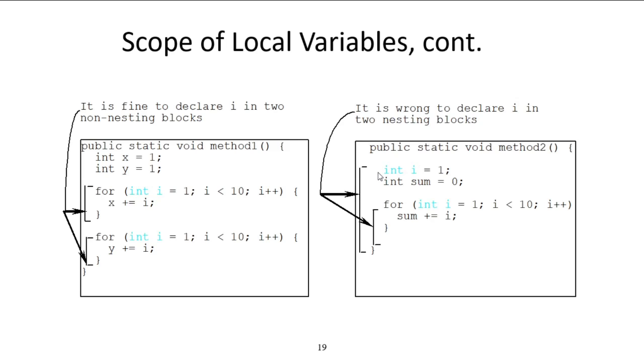Now, inside the method, the first line defines an integer i, and it assigns the value of 1 to that integer. Then, after that, a for loop is declared, and inside the for loop, we have another integer definition with the same name i. This is not valid. So this is wrong, and you will get a compiling error at this point.